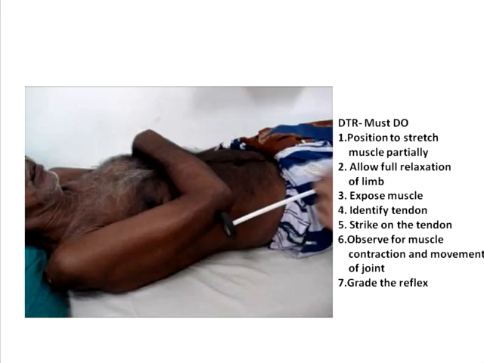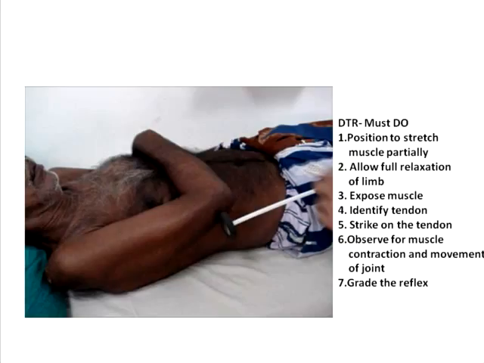So in the diagram which is shown there, it is for the triceps muscle. The position in which the triceps is fully stretched is complete flexion of the elbow. You just do a partial flexion at the elbow. So position in such a way as to stretch the muscle partially.